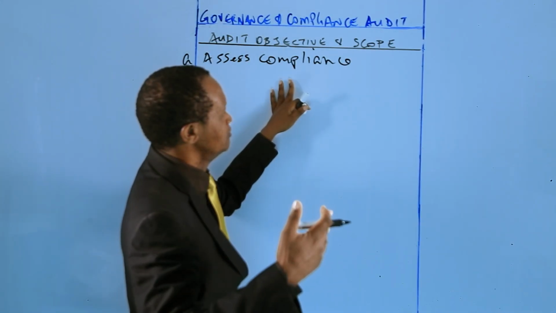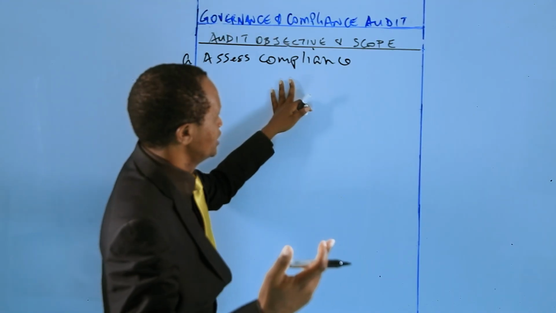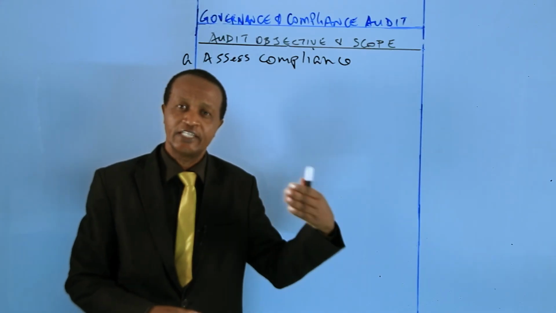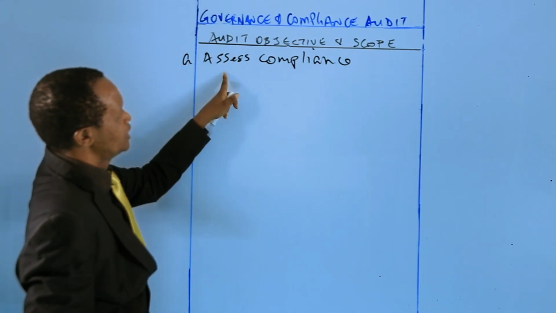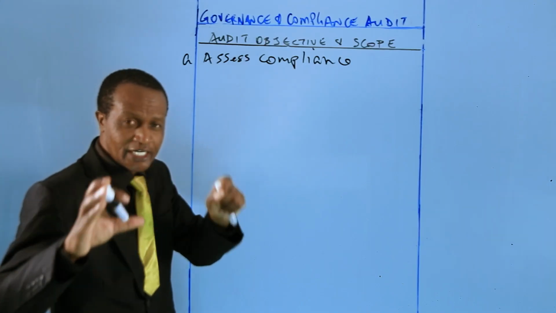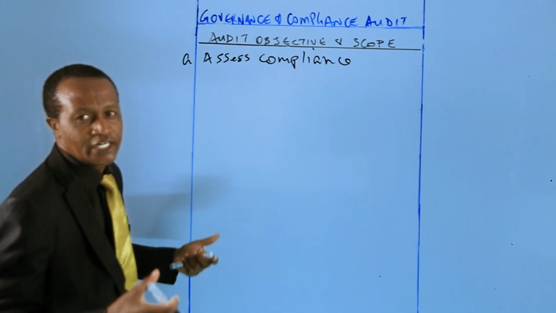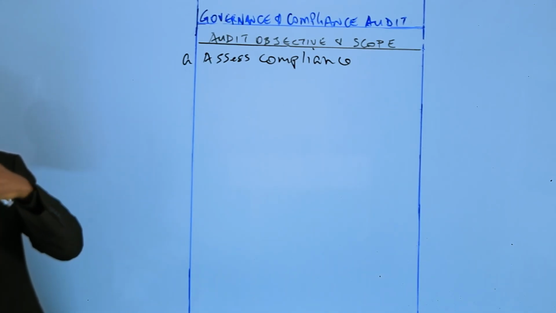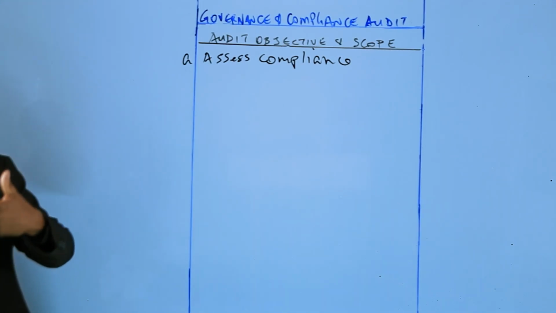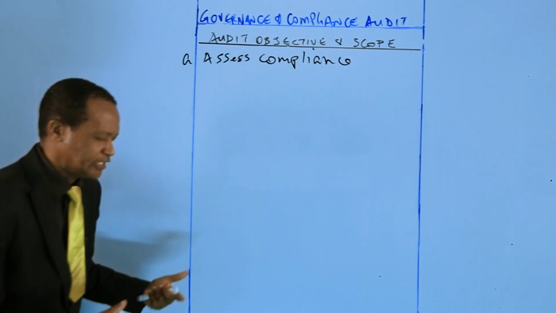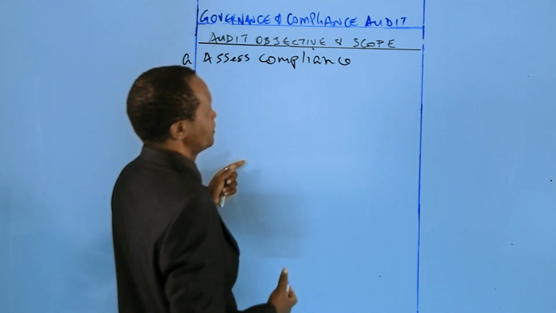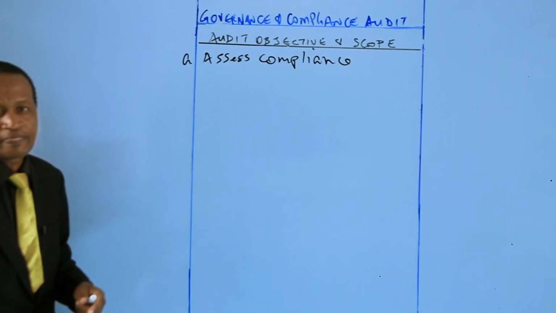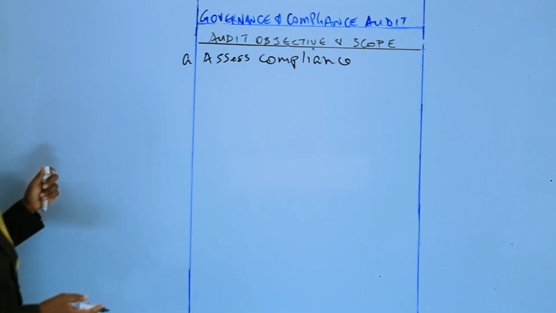Companies are required to adhere to various laws: environmental laws, corporate company law, taxation laws. The company may also have its own internal policies which it should adhere to. So a governance and compliance audit may be conducted to assess whether the company is complying with such laws and regulations, in order to determine if the company's, for example, data handling practices comply with the data protection laws, environmental laws, labor laws, and so on. That is the first audit objective.